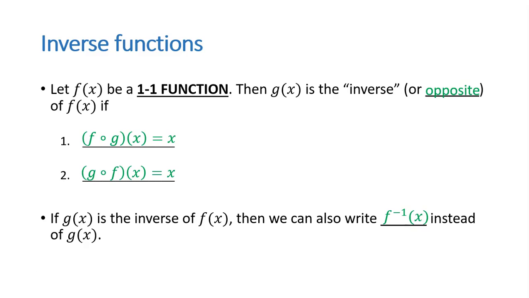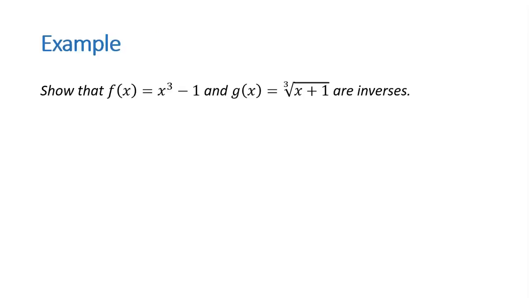So let's do a couple examples where we have to apply these criteria for inverses to determine whether or not two functions are inverses of one another. So here's our first example. We want to show that f of x equals x cubed minus 1 and g of x equals the cube root of x plus 1 are inverses of one another.